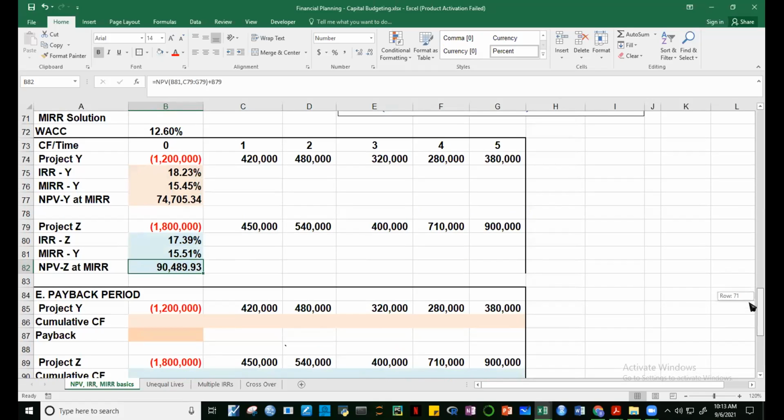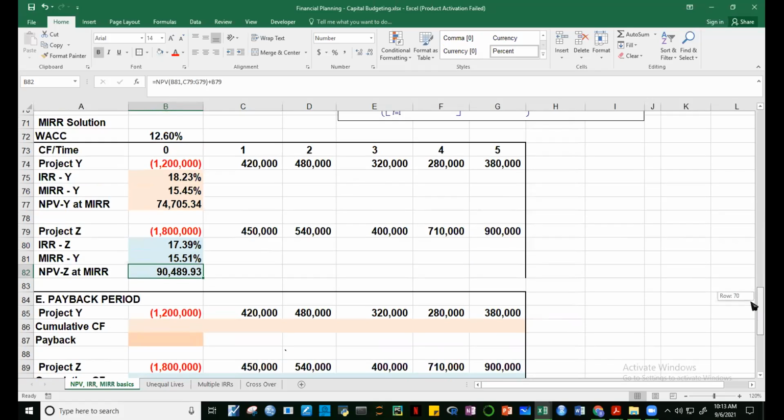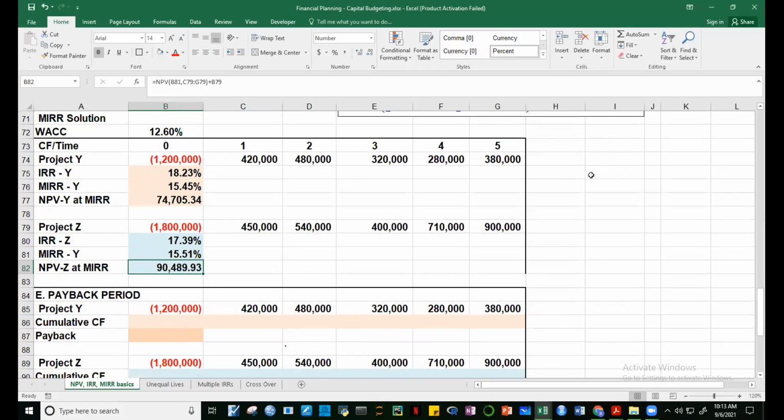Okay. Clear so far, guys? Paki-chat nga kung may questions or if none, paki-chat kung clear so far yung ano natin, yung NPV, Profitability Index, IRR, MIRR. Okay, good. Thank you. Okay.